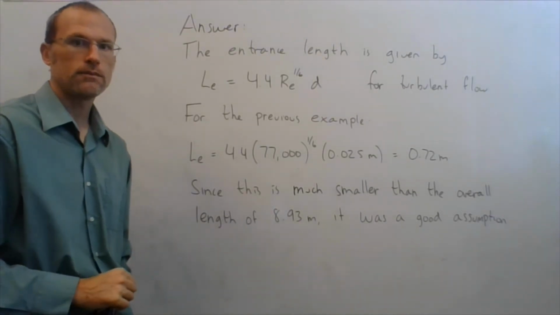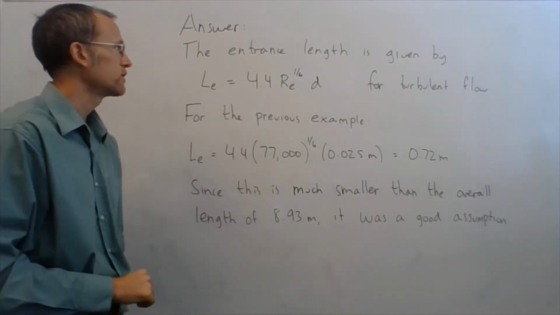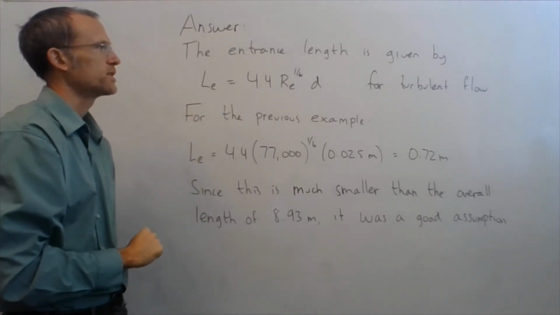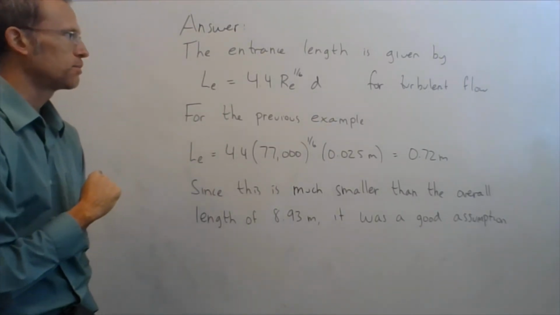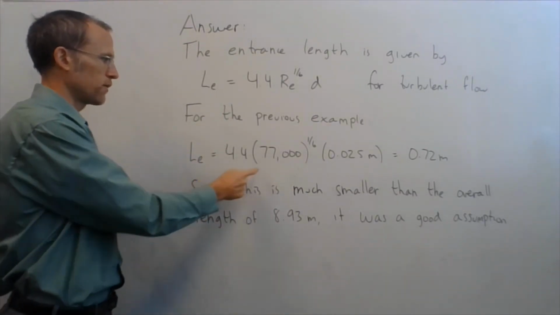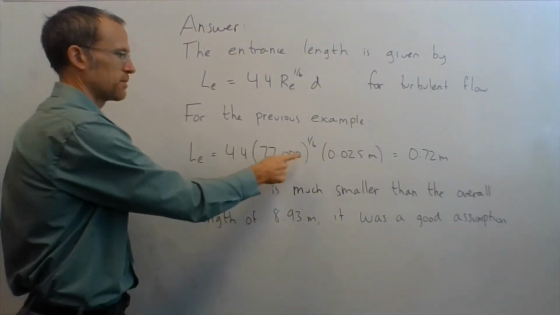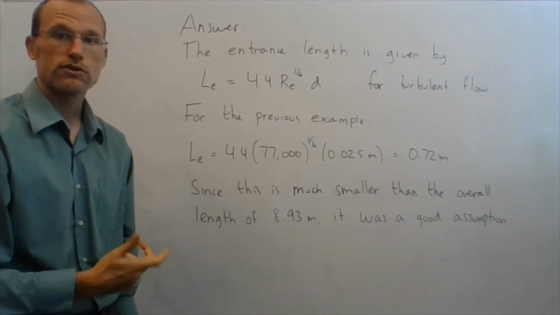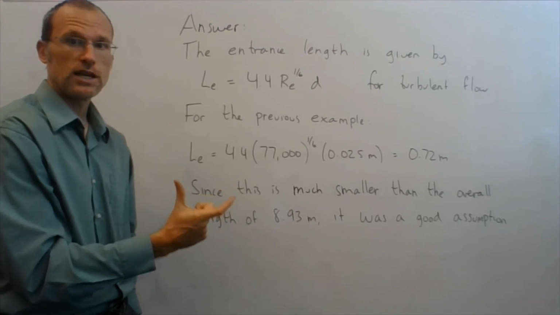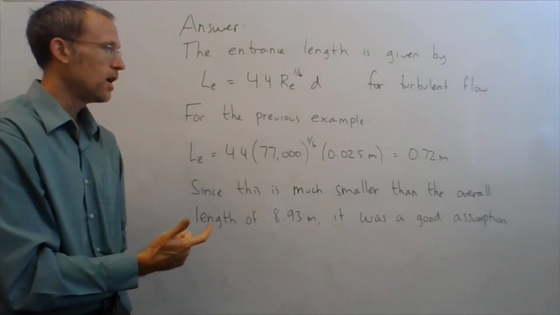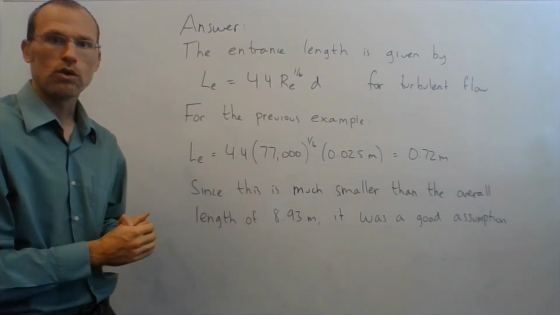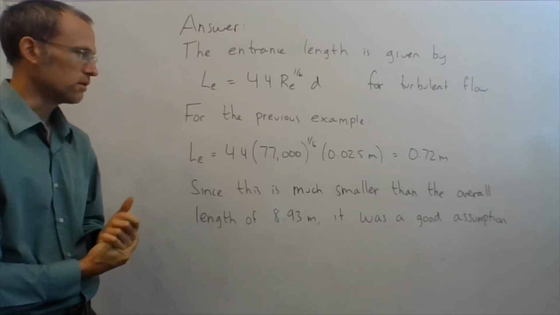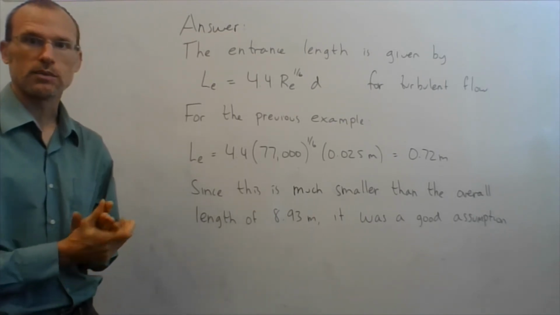So entrance length for a fluid in a pipe, I may have to go back to fluids class for this, but for turbulent flow, entrance length L_E is 4.4 times Reynolds number to the 1/6 power times the diameter. And so plugging in the values for the previous example, 4.4, Reynolds number of 77,000 to the 1/6 power, diameter 0.025 meters, gives me an entrance length of 0.72 meters or 72 centimeters. So I expect the first 72 centimeters of that pipe to be not fully developed, but the remaining over 8 meters will be fully developed. So basically more than 90% of this thing is fully developed. So because over 90% of this thing is fully developed, it is a pretty good assumption.